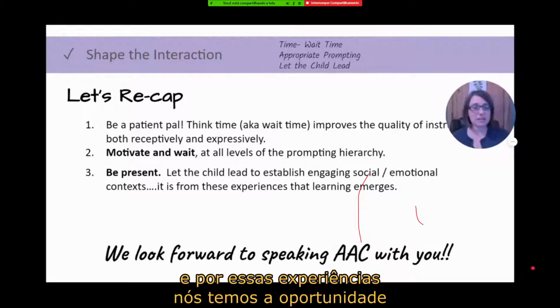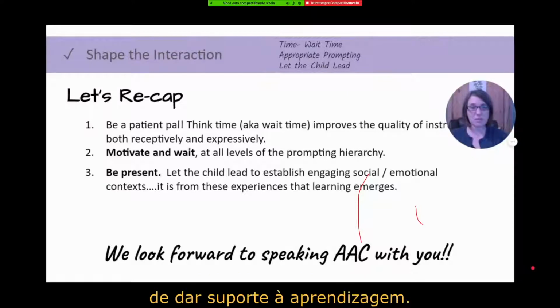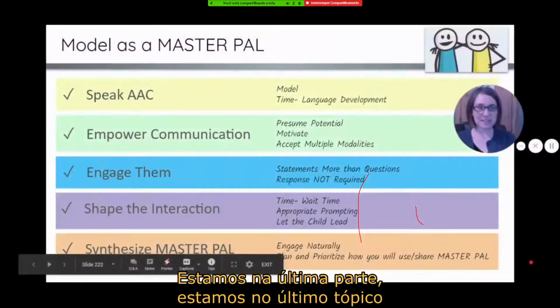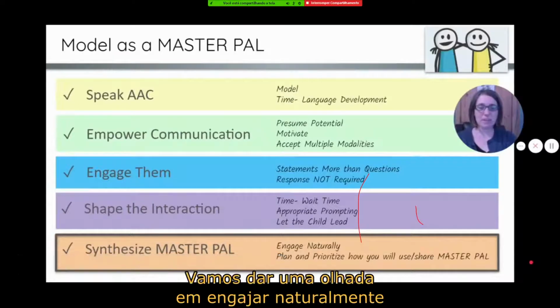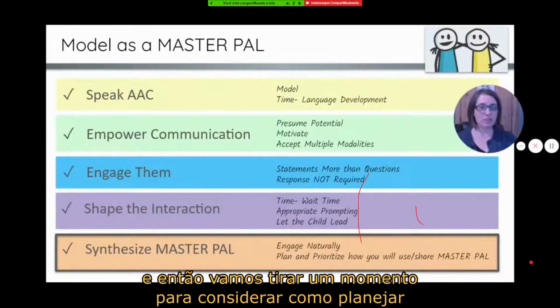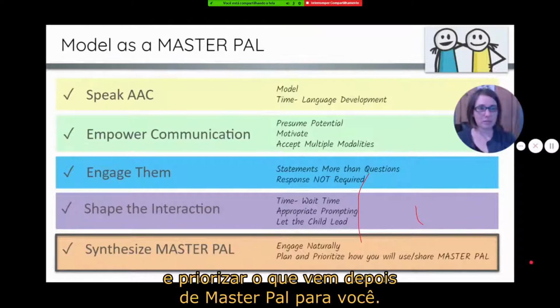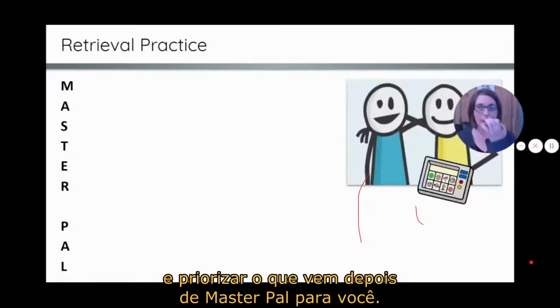And from these experiences, we have the opportunity to support learning. We are in the home stretch. We're in the last topic, and it is synthesize Master Pal. We're going to look at engage naturally, and then we're going to just take a moment to consider how we might plan and prioritize what is next for Master Pal for you.